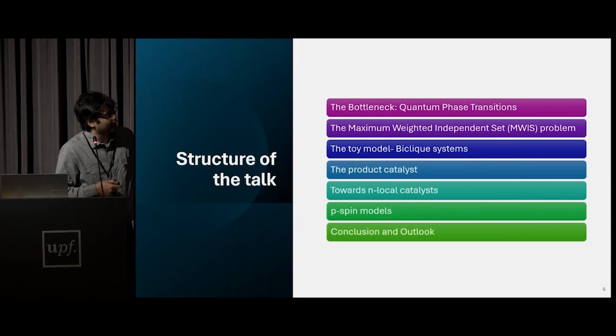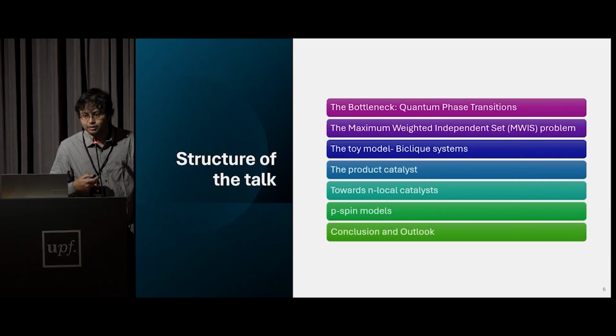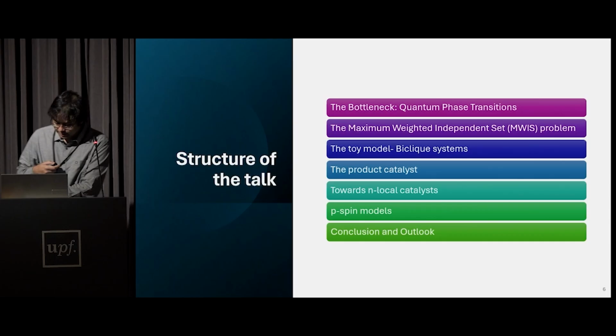And then I'm going to use some toy models to figure out some good catalysts, and then try to figure out a general n-local catalyst. And I'm going to briefly tell you how everything connects to the idea of spin models, which people have studied a lot classically before. And then I'm going to conclude.